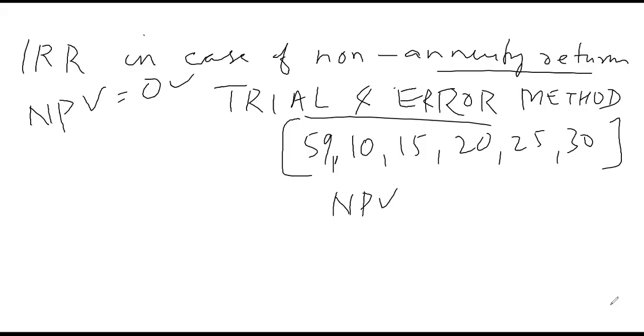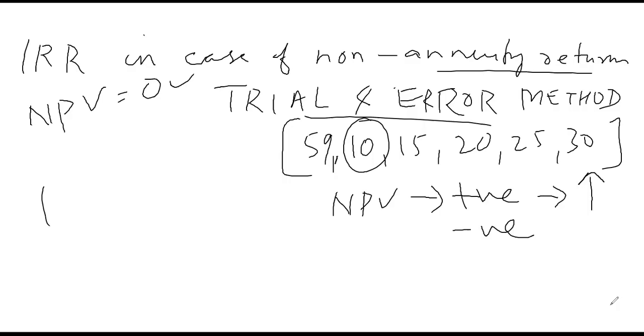After taking the NPV, obviously you will get either a positive NPV or a negative NPV. Because if you get an NPV of 0, that means directly you have got the IRR, which is a very rare possibility. So either you are going to get a positive NPV or a negative NPV. If you are getting a positive NPV, suppose you have chosen 10% and you got a positive NPV, then you have to increase your rate of discount.